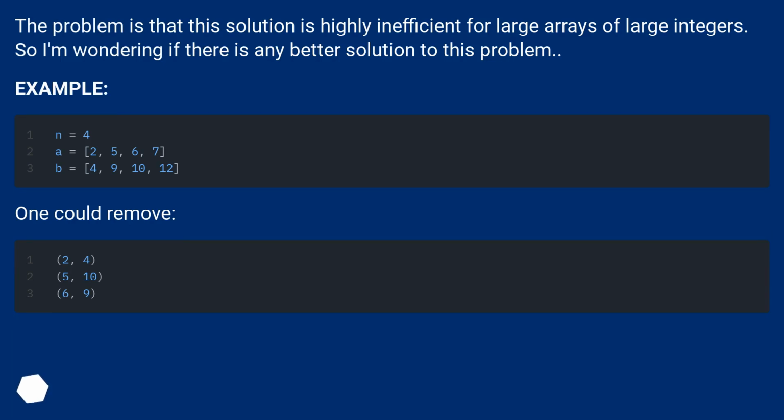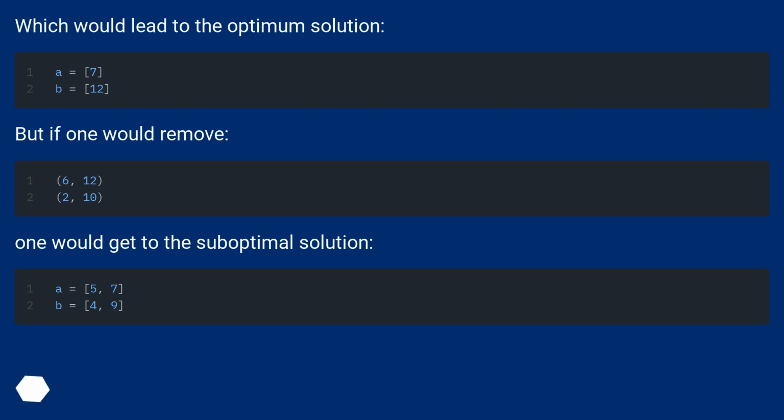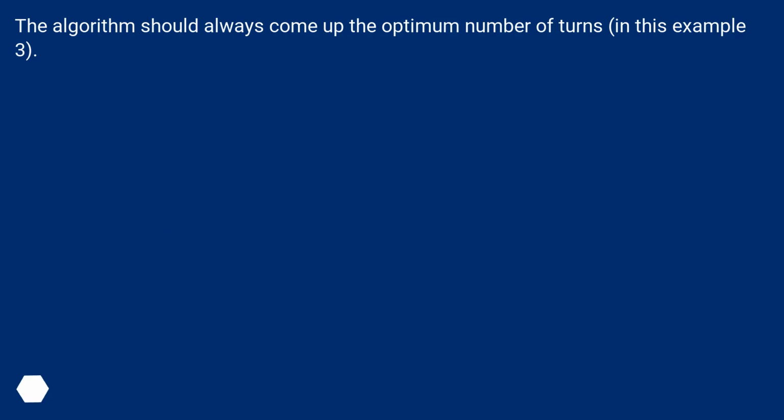Example. One could remove this pair, which would lead to the optimum solution. But if one would remove that pair, one would get to the suboptimal solution. The algorithm should always come up with the optimum number of turns, in this example 3.